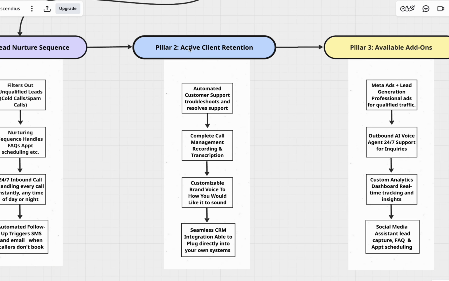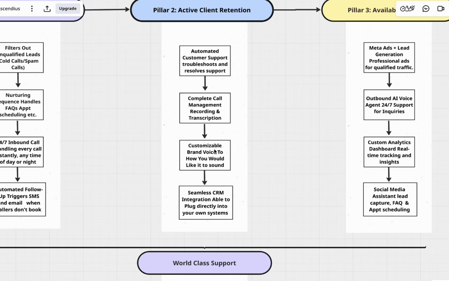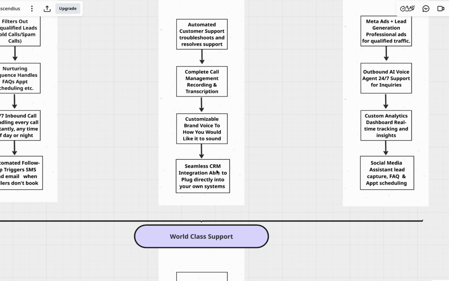Pillar two is activating client retention, which is automating customer support, troubleshooting and resolving support. Complete call management and recording transcriptions, so you'll get call recordings and transcriptions. You'll also be able to customize your brand voice to how you would like to sound. And then also a seamless CRM integration, able to plug directly into your system. So what this means is we can directly plug this AI voice receptionist into your system. If you don't have a system, then we can create you a system. If you do already have a system, we can just plug this directly into it, right?